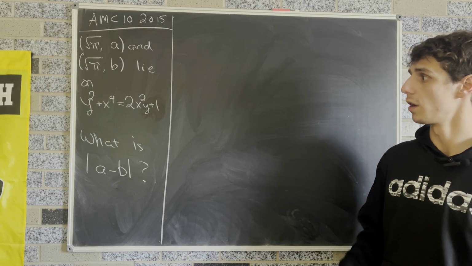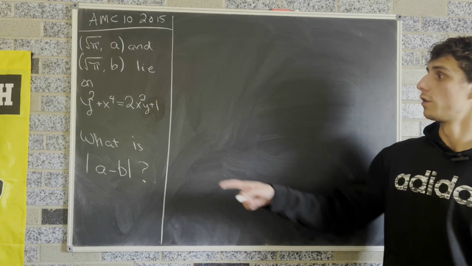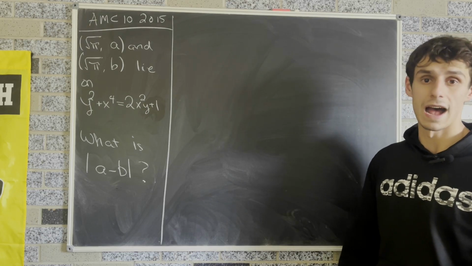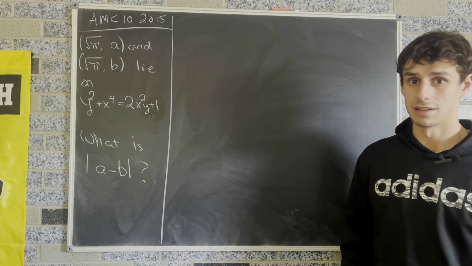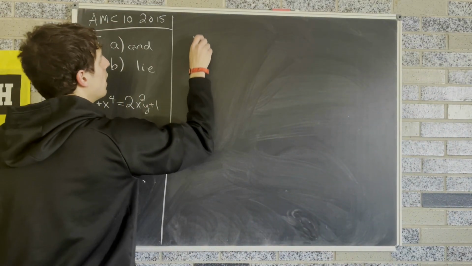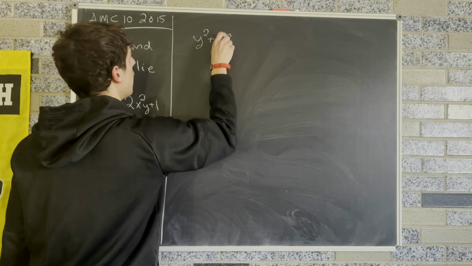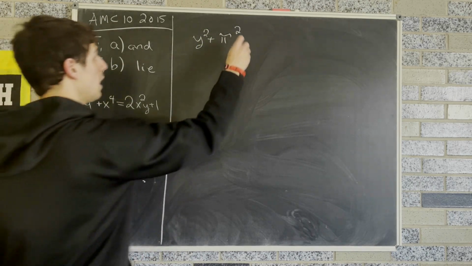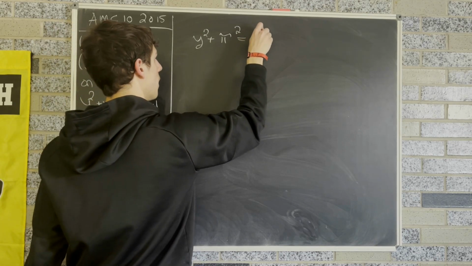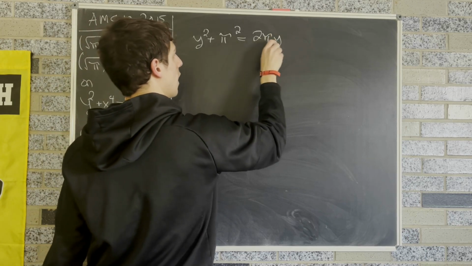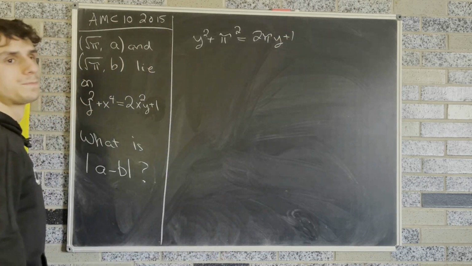This one's pretty straightforward. What we want to do is just plug the square root of pi into this equation, get our two solutions for y, and plug them into this difference. So let's go ahead and do that. Let's plug in the square root of pi. So we get y squared plus pi squared, that's the square root of pi to the fourth, is equal to 2 pi, that's the square root of pi squared, times y plus 1.